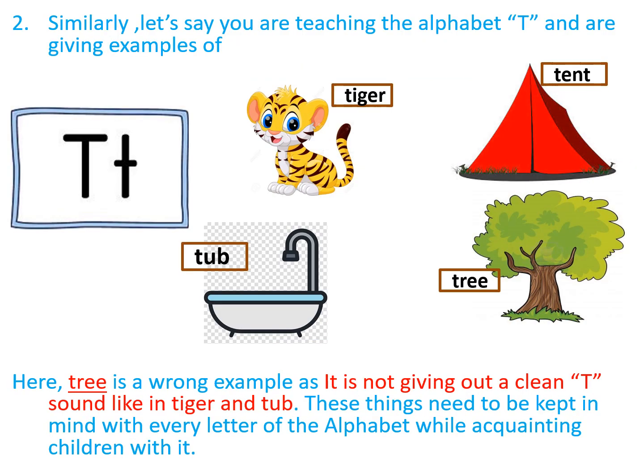Similarly, let's say you are teaching the alphabet T and are giving examples of tiger, tent, tub, tree. Here, tree is a wrong example of T as it is not giving out a clean T sound like in tiger and tub. These things need to be kept in mind with every letter of the alphabet while acquainting the children with it.